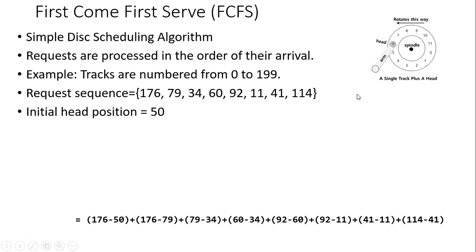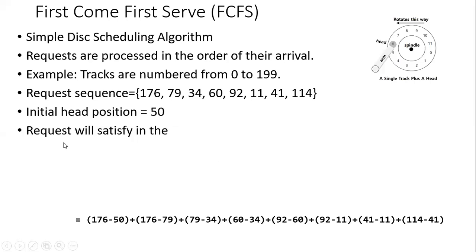It is also given in the example, the initial head position. The head, this is the arm and this is the head, is initially at block number 50, or you can say sector number 50. Of course when the request of 176 comes, it has to go from 50 to 176. When the next request is 79, it has to go from 176 to 79. The next request is 34, so it has to go from 79 to 34. It is not going to see which requests are nearer to the head, because the algorithm says requests will be processed as per their arrival order.